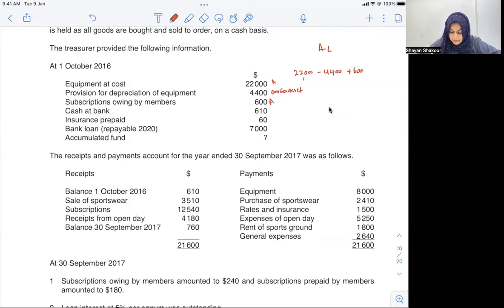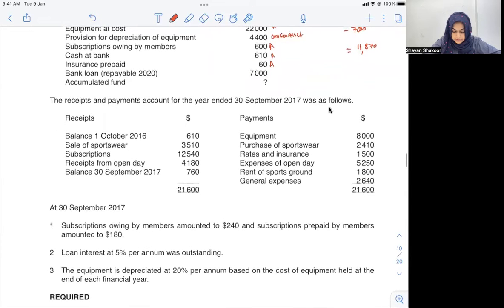And then we have cash at bank. This is an asset. You add 610. We have insurance prepaid. Prepaid insurance is a current asset. You add that $60, and then we have a long-term liability, that is bank loan. So we subtract that. That is 7,000. So this is basically the equation being applied, assets minus liabilities, and the answer that you get here is 11,870, and that is your accumulated fund at start.